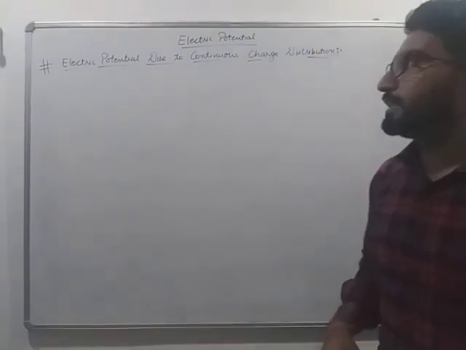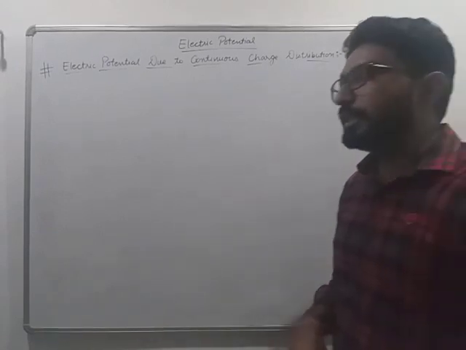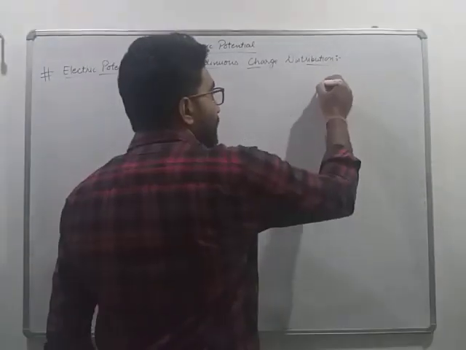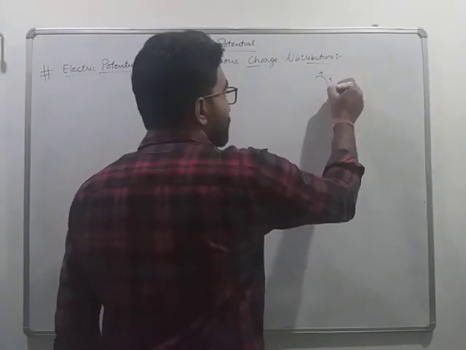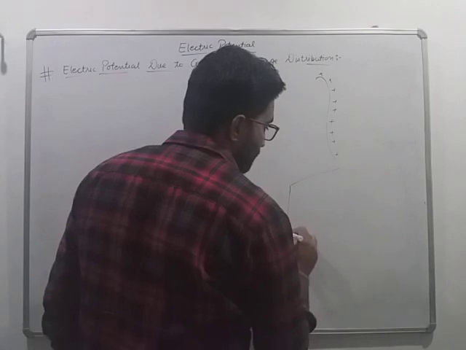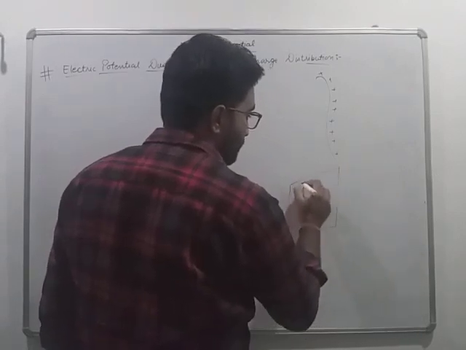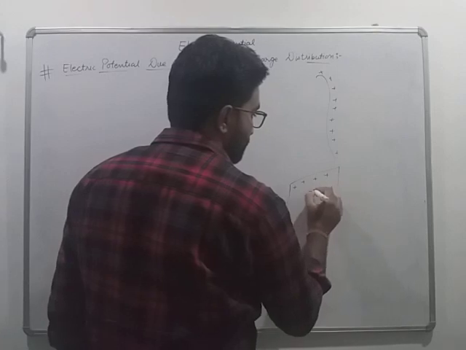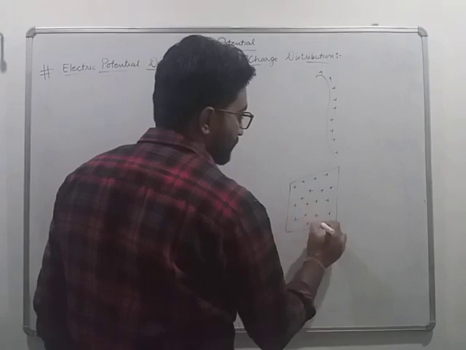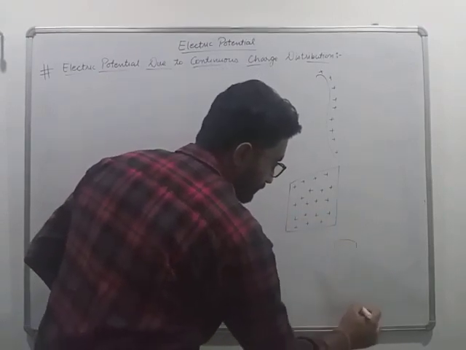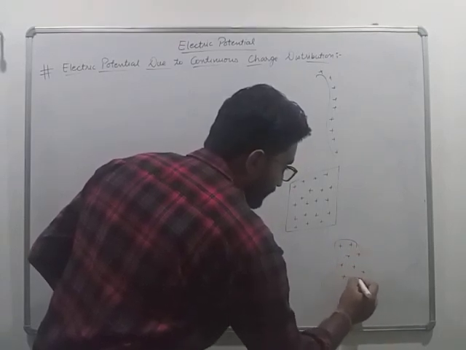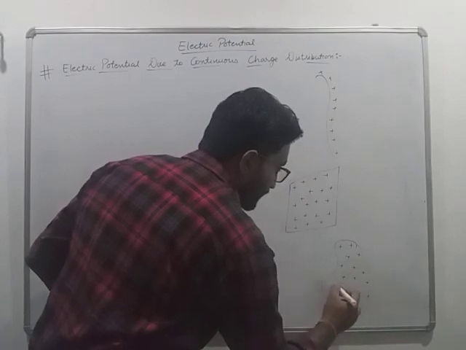Our next topic is electric potential due to continuous charge distribution. Let us say we have a continuous charge distribution along a line, or along a surface, or along any volume, and we have to find the electric potential due to these configurations.